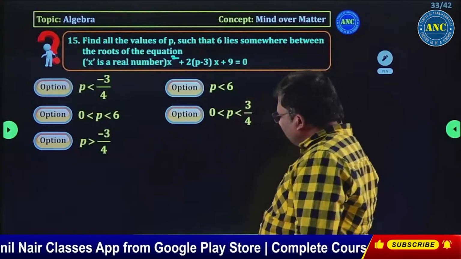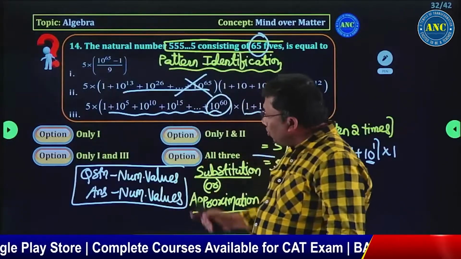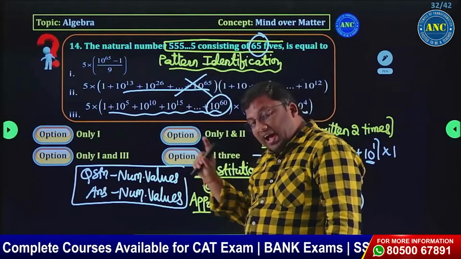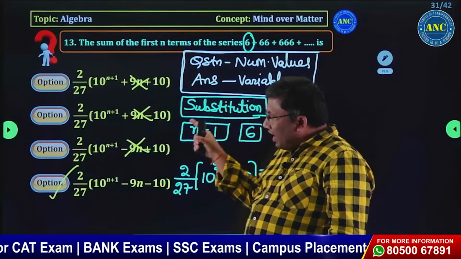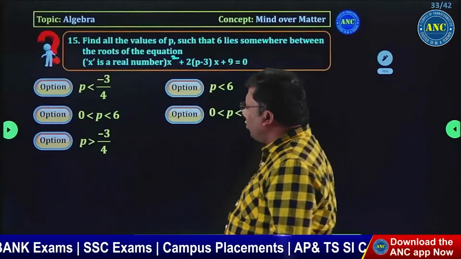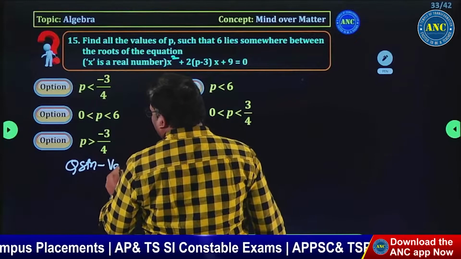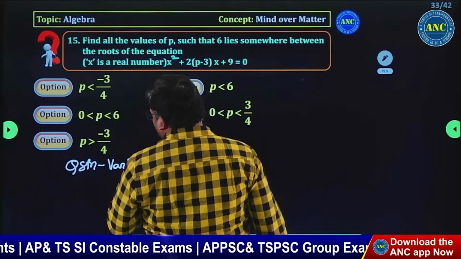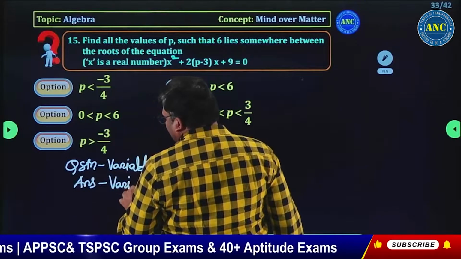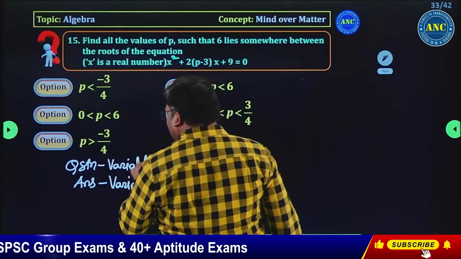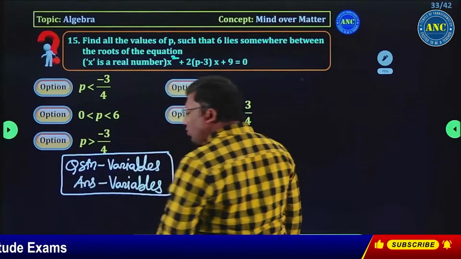Next one. Now if you see each and every question, one model: the question contains numerical values, and the answer also contains numerical values. Another model: the question contains numerical values, and the answer contains variables. Third model: the question contains variables, and the answer also contains variables. How to solve this model?